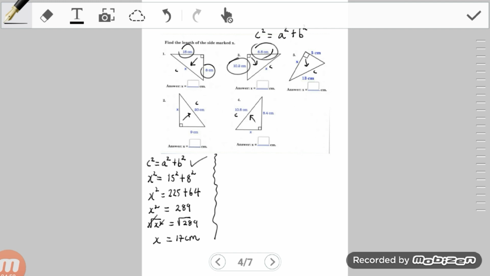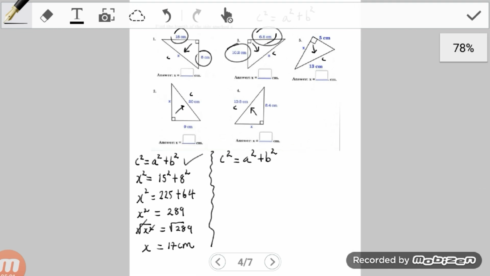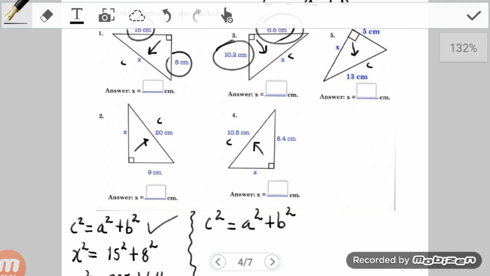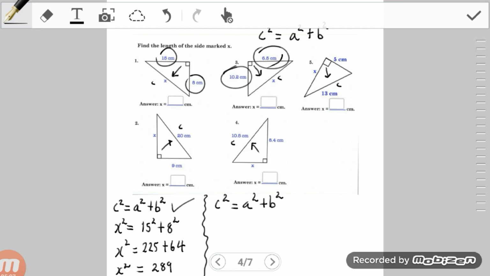So I've done it already. I already established that C squared is equal to A squared plus B squared is going to be to my aid. So once again here, in this case, C represents my unknown side, but naturally C represents my hypotenuse, which in this case is X. So X squared, once again, like the previous example, is going to be equal to 6.5 squared plus 10.2 squared.